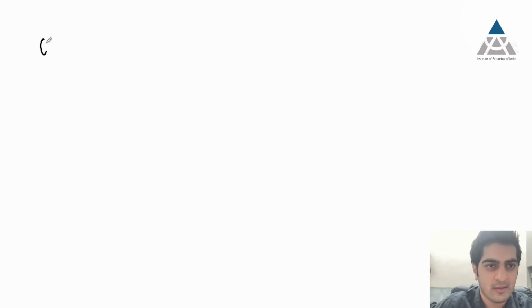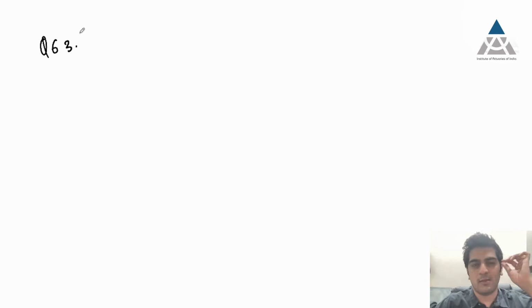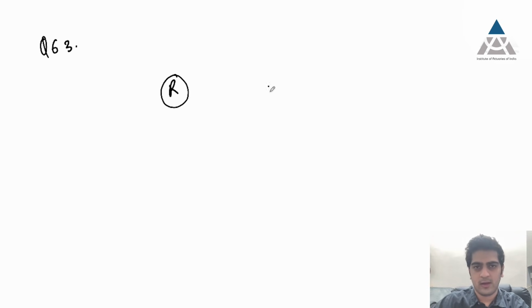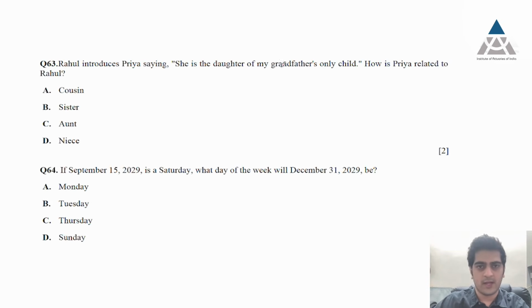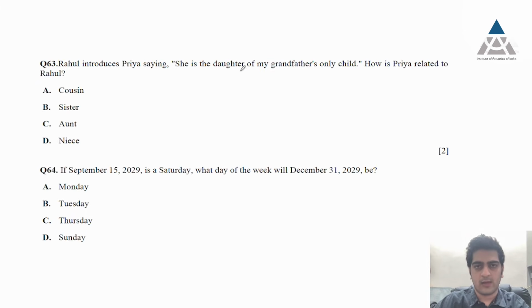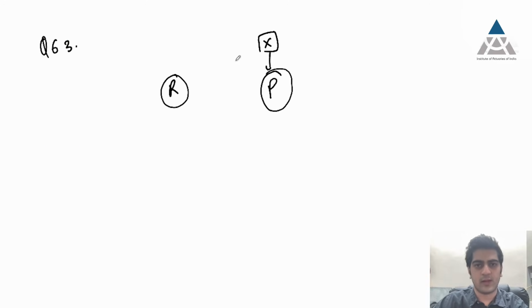Don't try to do mental mathematics over here, and don't try to make mental notes. Just write exactly what they are saying and you should be good to go. So Rahul introduces Priya. Now who is Priya? She is the daughter of my grandfather's only child. So Priya is someone's daughter, let's call it X. And that daughter is of whom? Of my grandfather's only child, which means Rahul's grandfather.